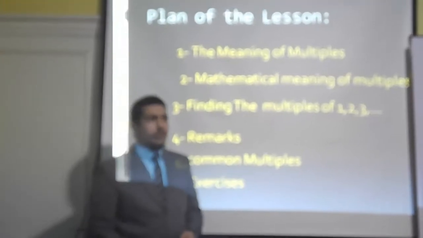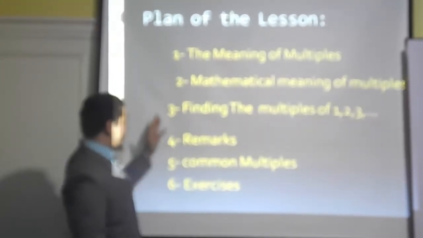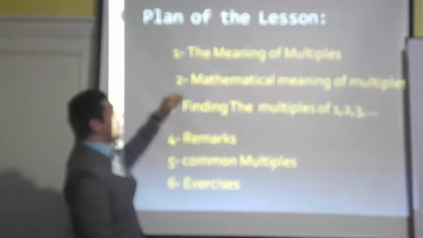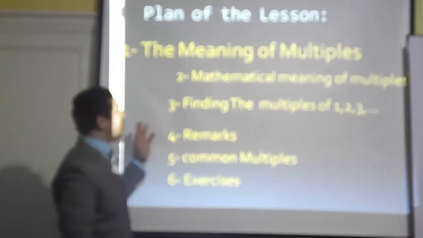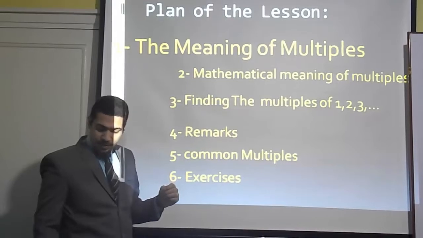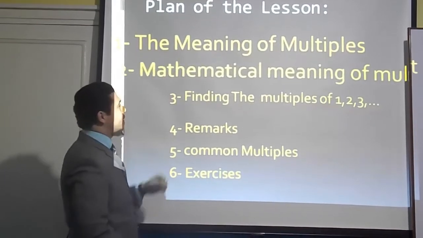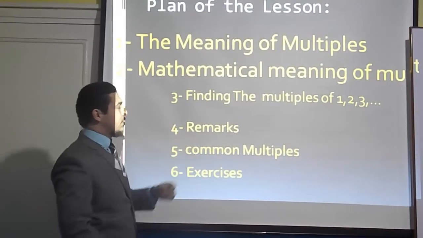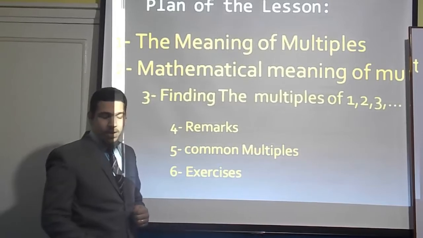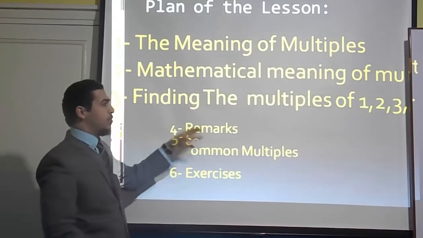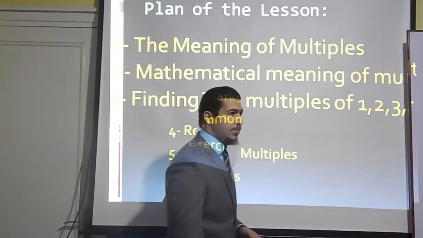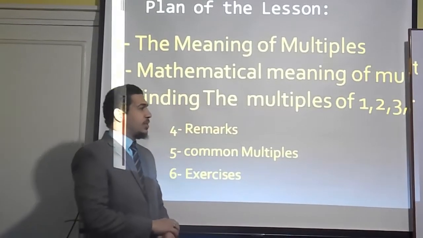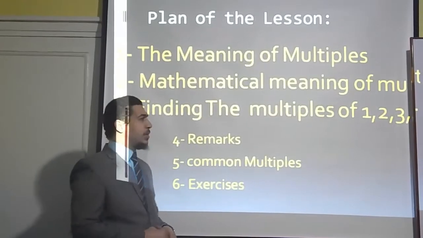Our plan in this lesson, we will speak about 6 points. The first point will speak about the measure of multiples, as you can see. The second point, we will speak about the meaning of multiples. The third point, finding multiples for some numbers like 1 and 2 and 3 and another number, and we will see how we can find the multiples of any numbers.